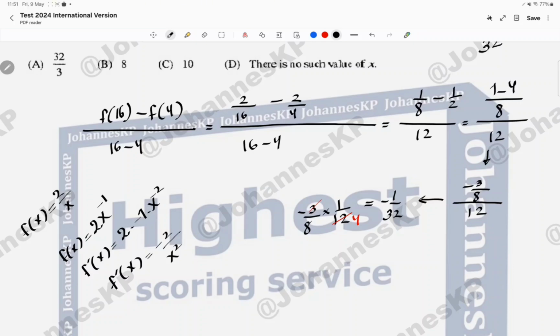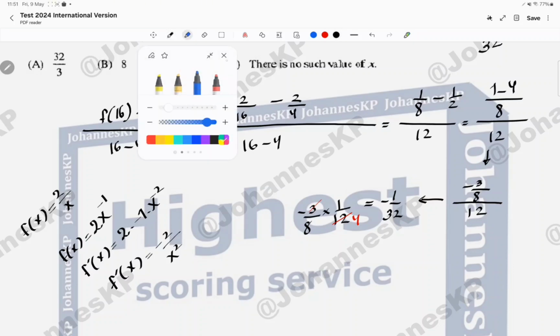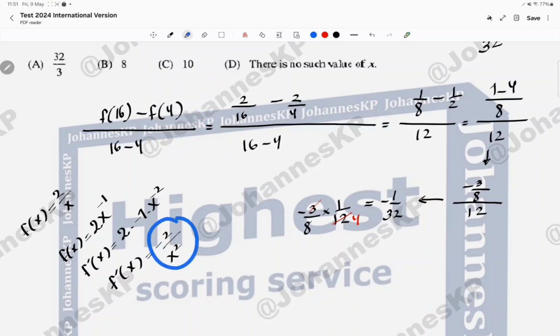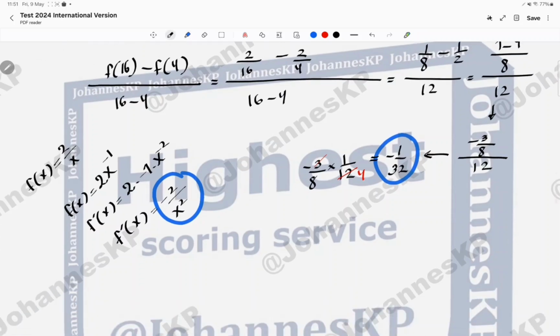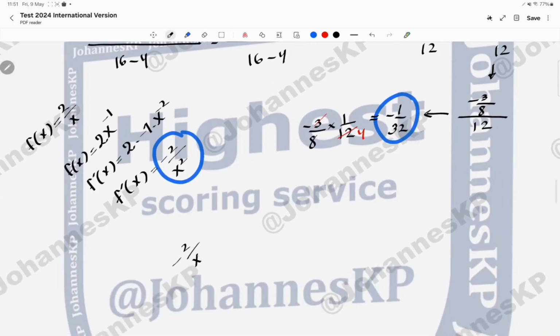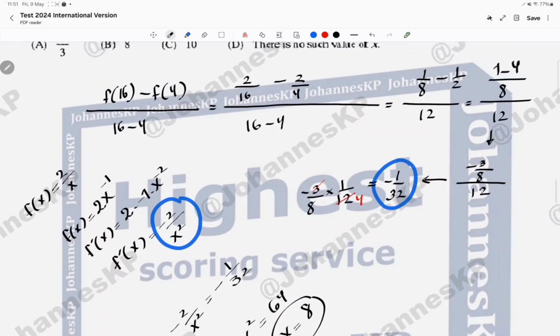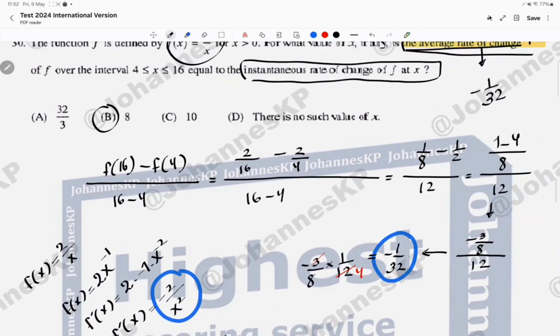You will equalize that to negative 1 over 32. So x squared is equal to 64. x is equal to 8. So it's B.